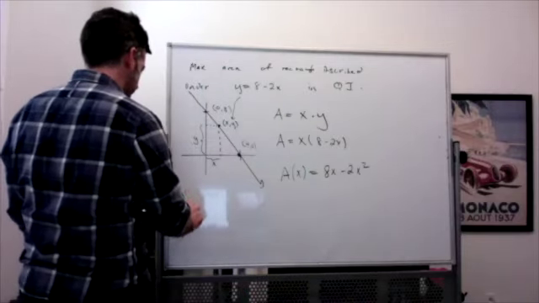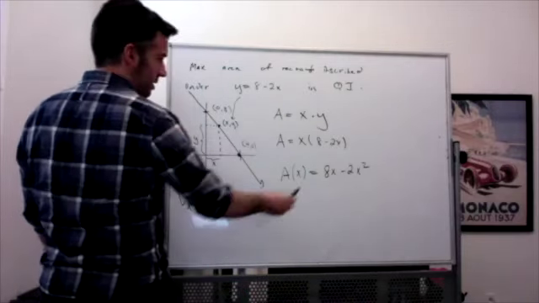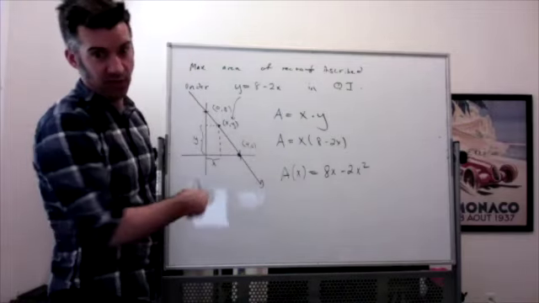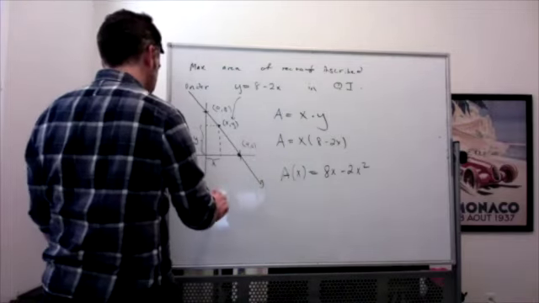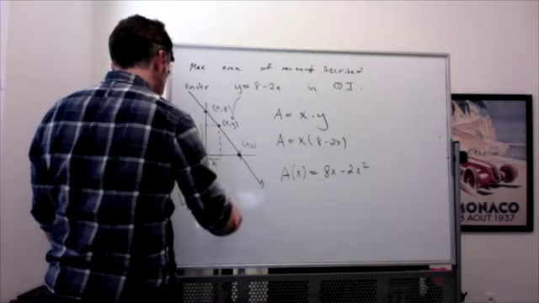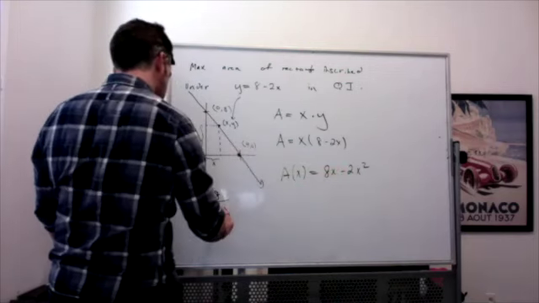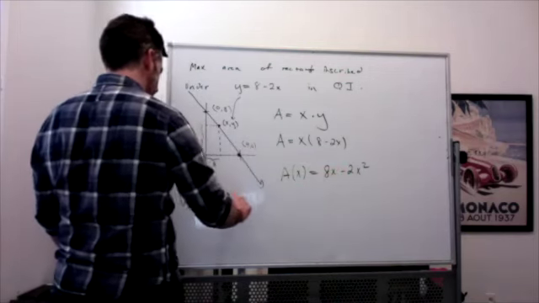So the vertex is going to be negative b. So the b value is 8, right, because I wrote this out of order. So it's negative b over 2 times my a value, which is negative 2. Negative 8 over negative 4 is positive 2.